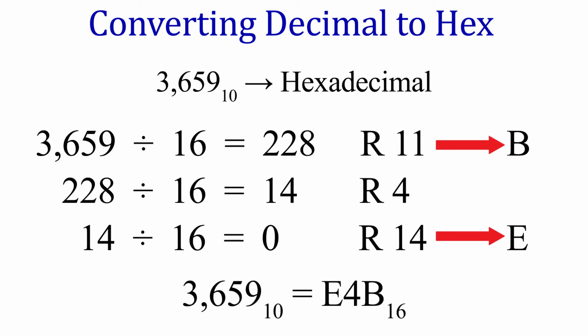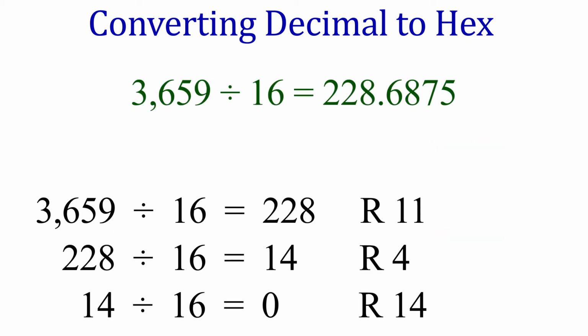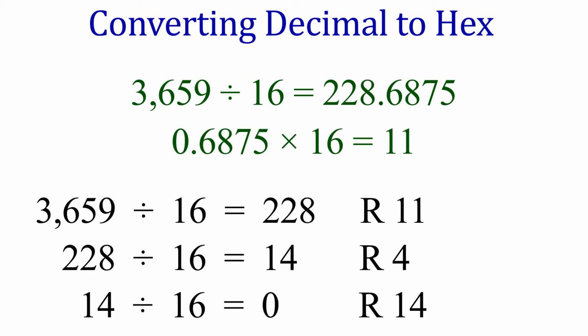Now you're probably using a calculator to speed up your work, and so it's likely you get a decimal instead of a remainder, but that's not a problem. Just multiply the decimal portion by 16 to find what the remainder is. So when we divided 3,659 by 16, a calculator spits out 228.6875. 0.6875 times 16 is 11. So there's a little trick on how to get those remainders.